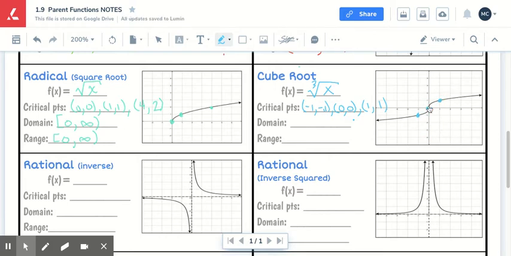So again, this one has the same three critical points as both the linear and the cubic parent functions, but the shape of the graph is very different. This shape kind of looks like the cubic parent function, but again, it's laid on its side. Domain on this one is all real numbers.